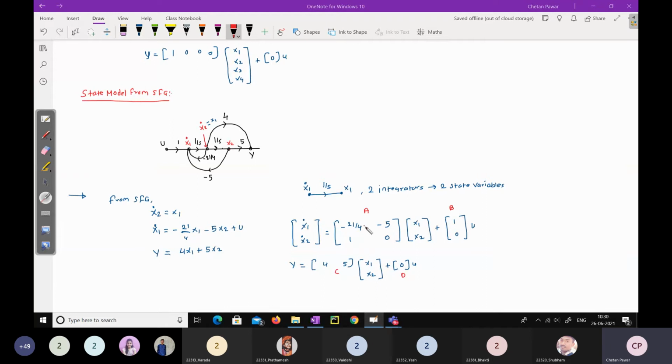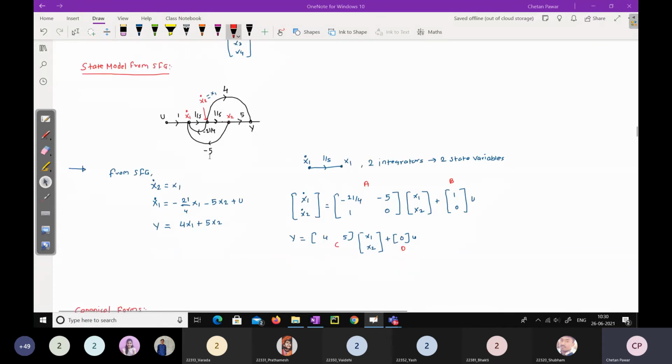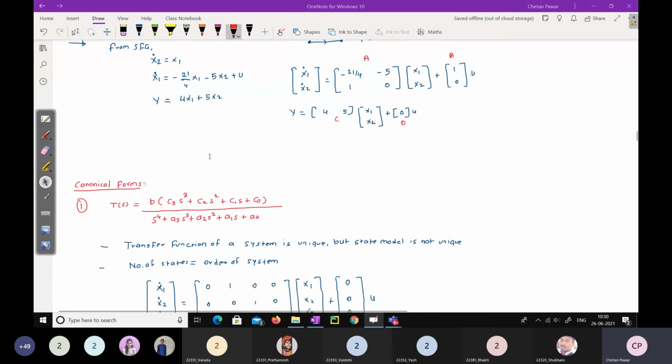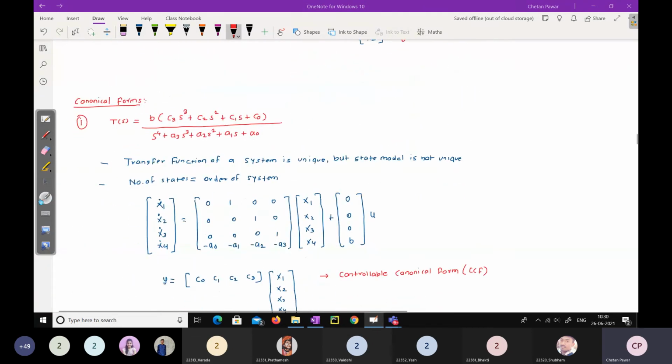The upper terms, this first row will become the second row, and the second row will become the first row. Similarly here. So what is the point here? The state space model is not unique. Depending on the forms, the state space model can be different, but the transfer function of the system is unique.